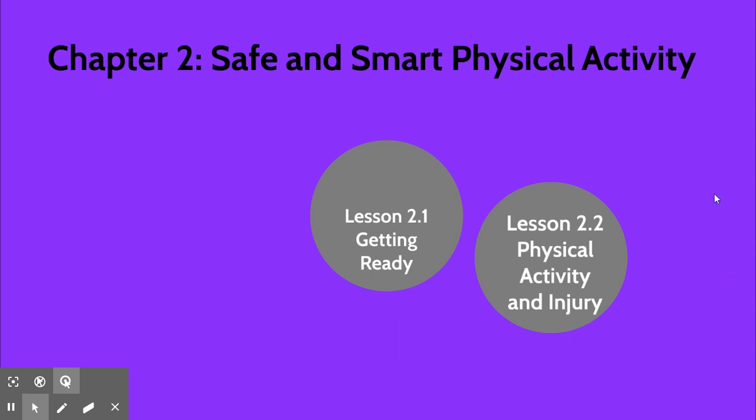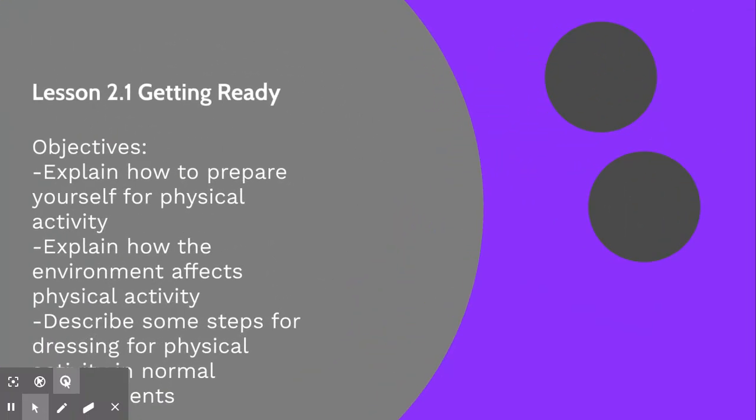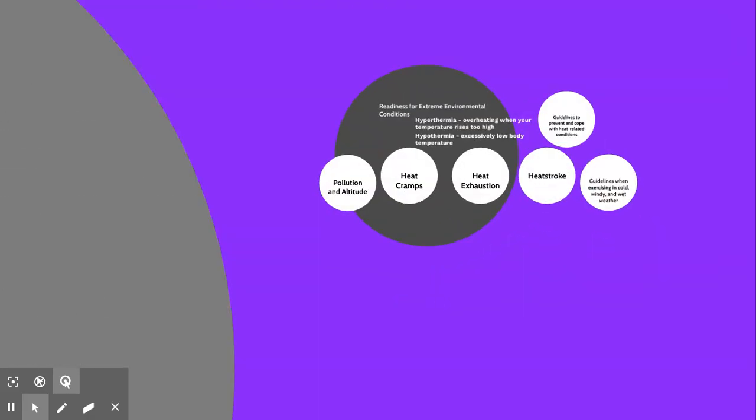In Chapter 2, we're looking at safe and smart physical activity. By the end of Lesson 2.1, you will be able to explain how to prepare yourself for physical activity, explain how the environment affects physical activity, and describe some steps for dressing for physical activity in normal environments.